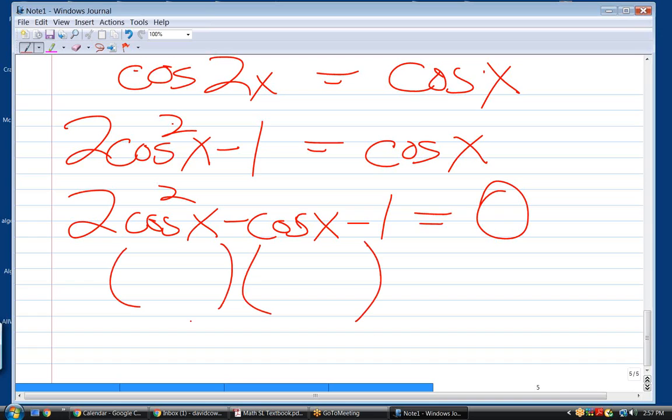I don't factor out a cosine. No. Oh, never mind. 2 cosine x plus 1. Don't forget the x. I know I tend to sometimes, but when we're doing these, it's important that you use the x. Okay. Then cosine x minus 1, and then I have to check the middle term to see if I'm right.